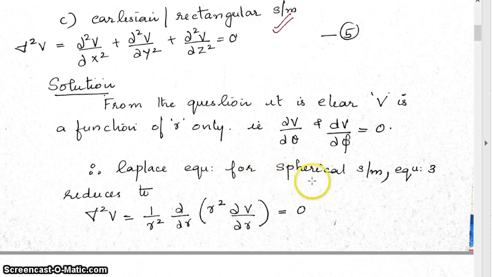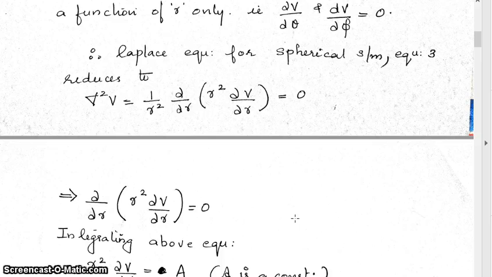Hence the Laplace equation for the spherical system, that is equation 3, reduces to del square V is equal to 1 by R square dou by dou R of R square dou V by dou R is equal to 0. That implies, taking R square to the right hand side, dou by dou R of R square dou V by dou R is equal to 0.